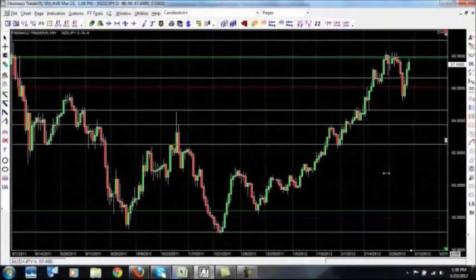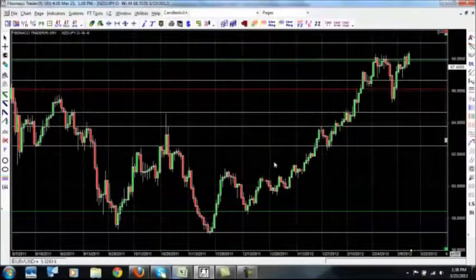So anyway, that's how you use support and resistance to find entry points, to find your profit targets, and how to continue moving your profit targets to the next level and moving your stop to the next level as well.